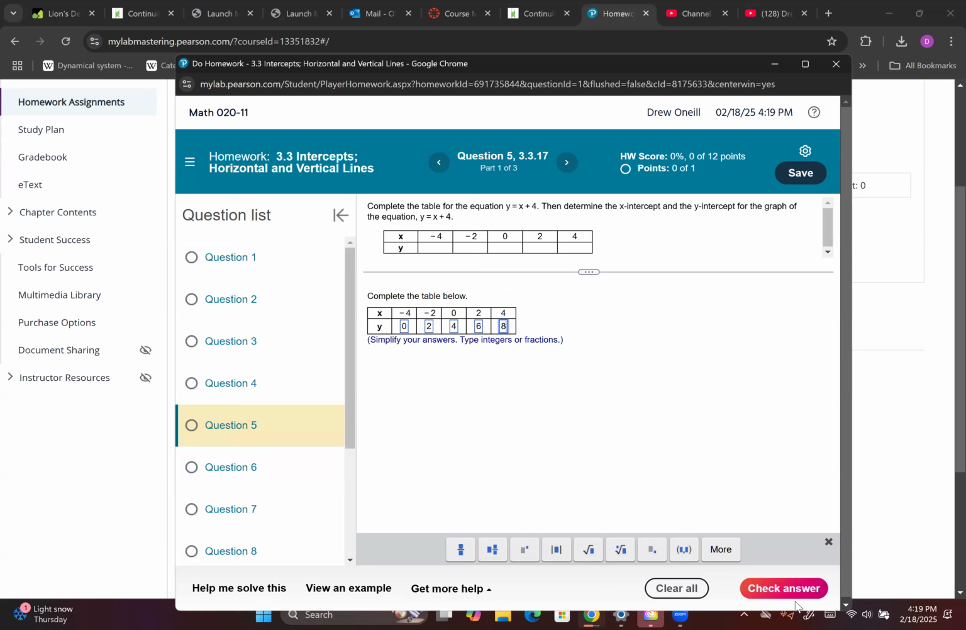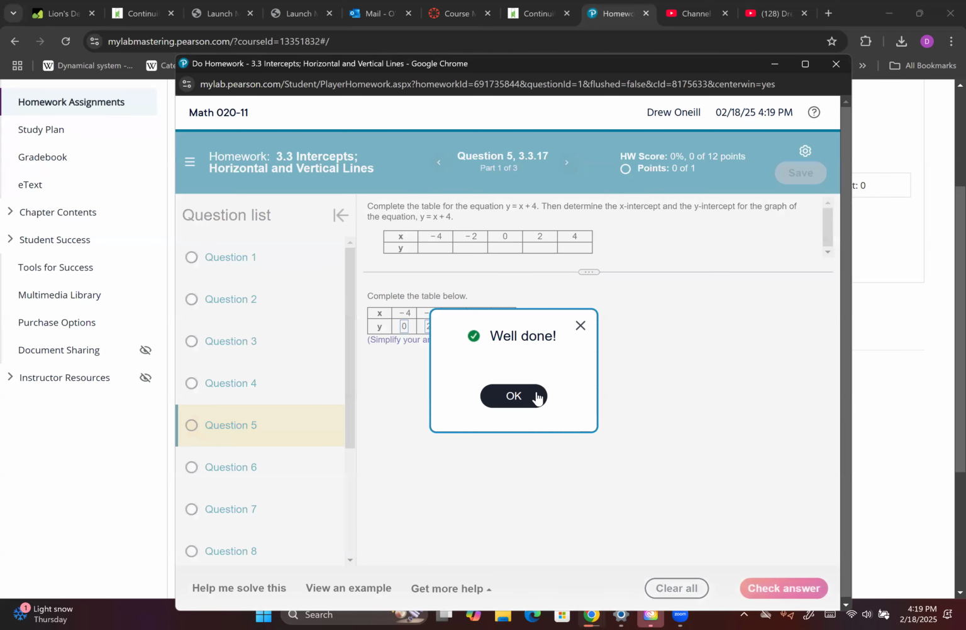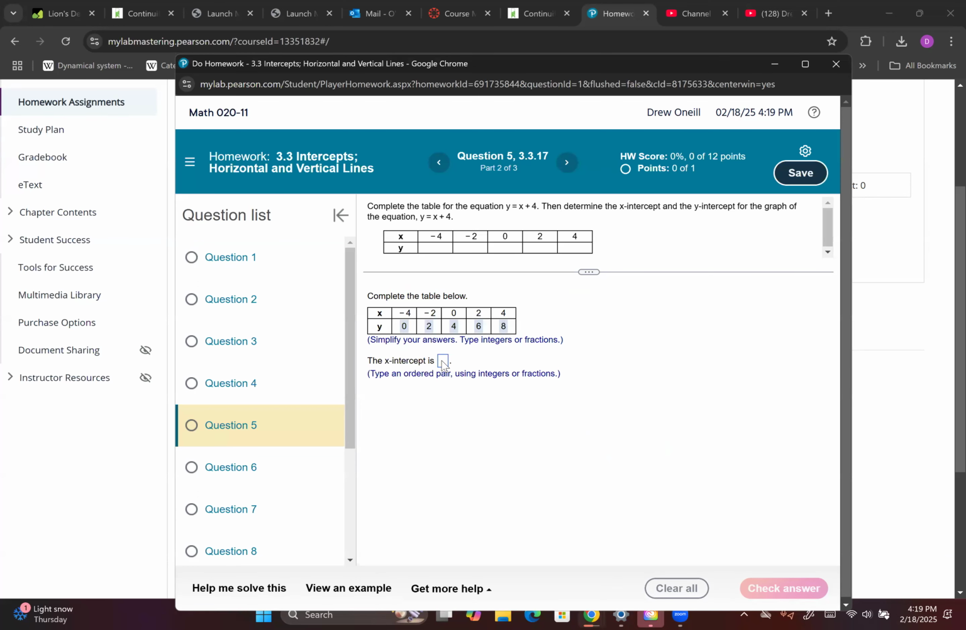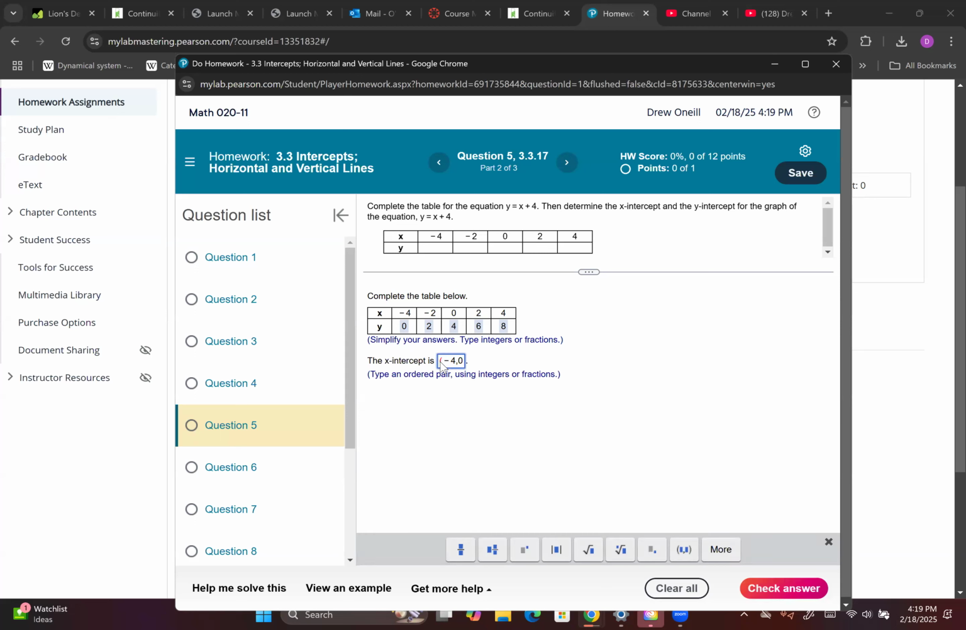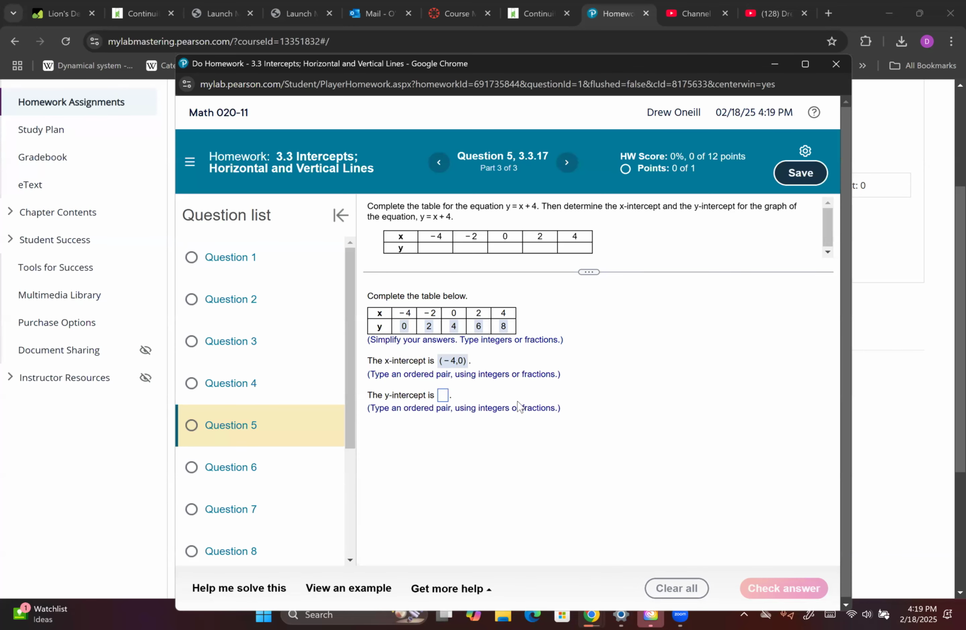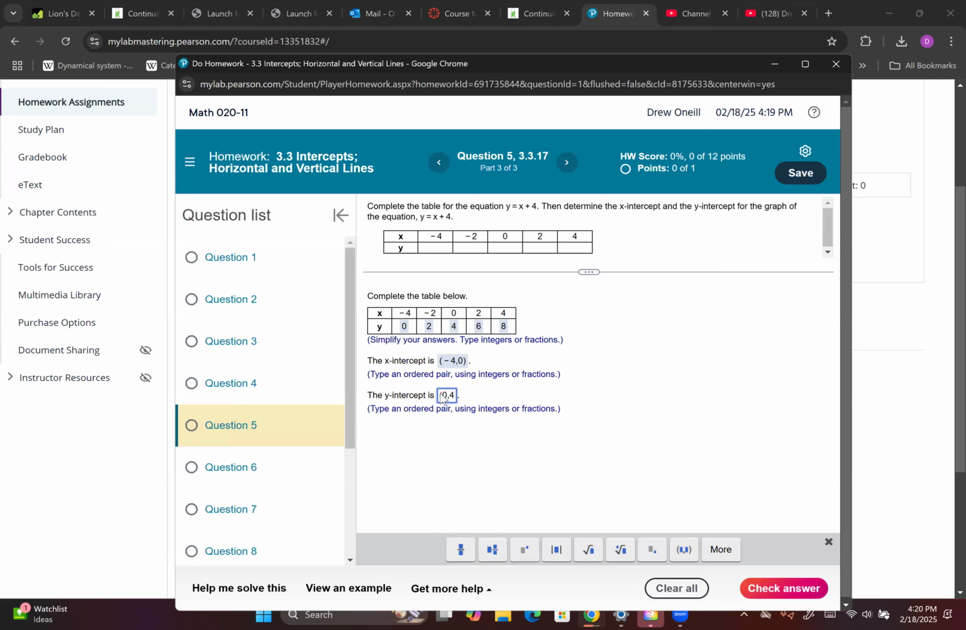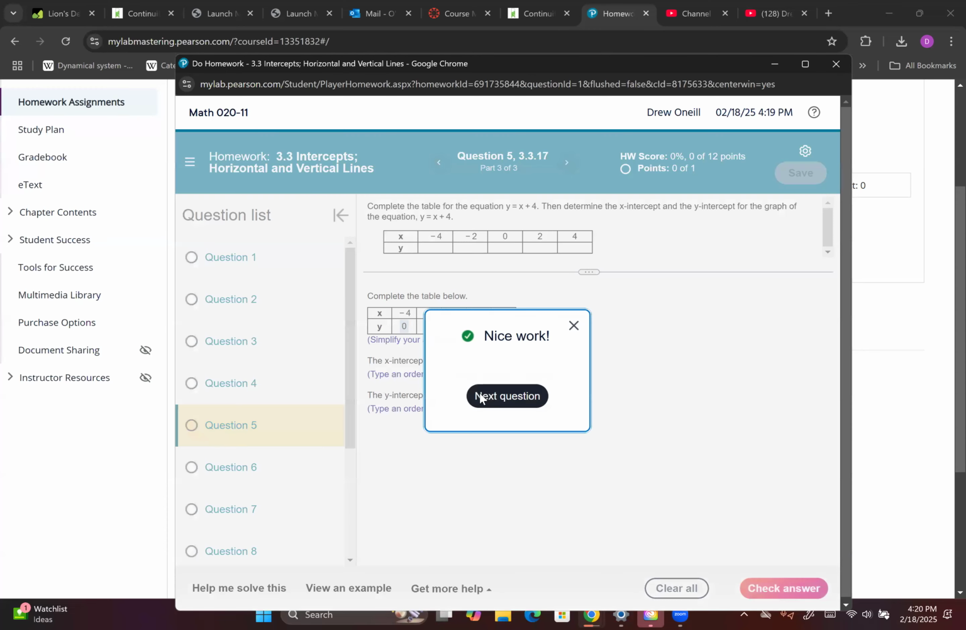So let's check this. The x-intercept is when y is 0. So look carefully. When is y 0? When x is -4. So when x is -4 and y is 0. And the y-intercept is when x is 0, and at this point right here, 0, comma 4. Done.